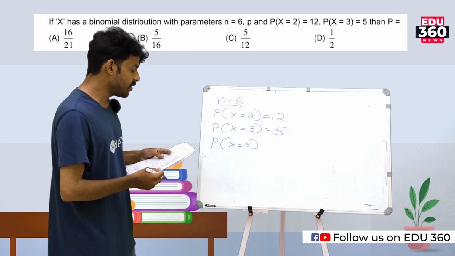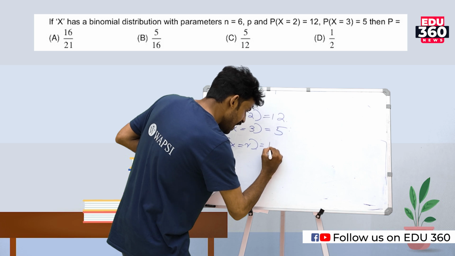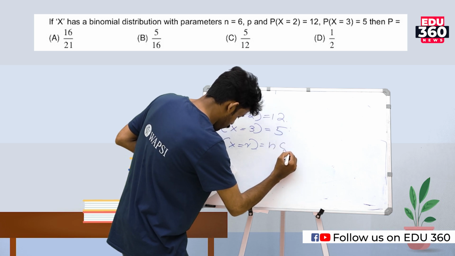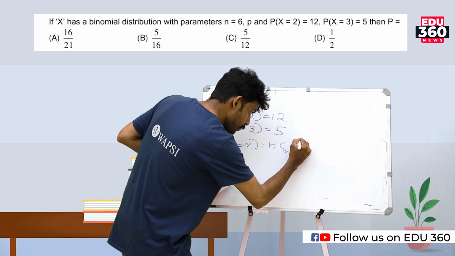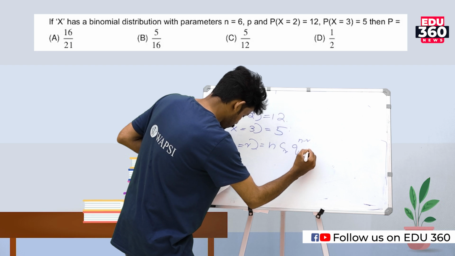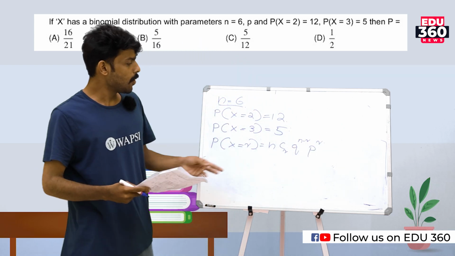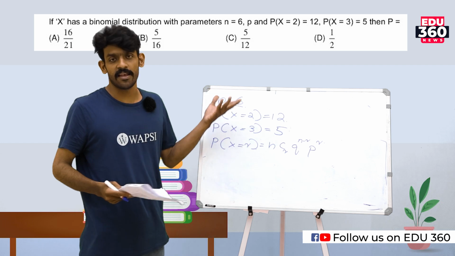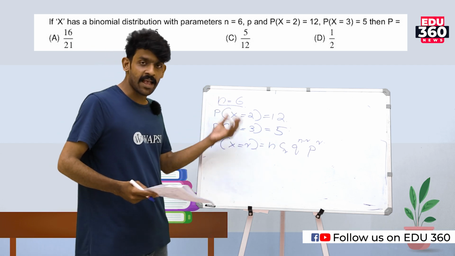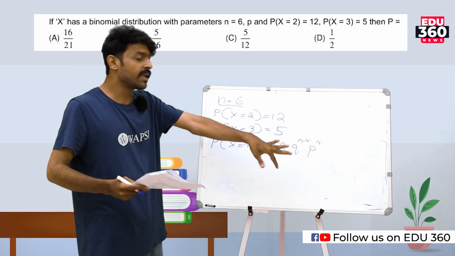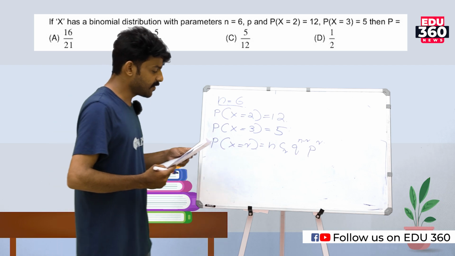From the binomial distribution, we can write it as nCr into q raised to n minus r into p raised to r. So this is the binomial distribution. Here we can consider the case first: P of X is equal to 2. The value is already given, that is 12.